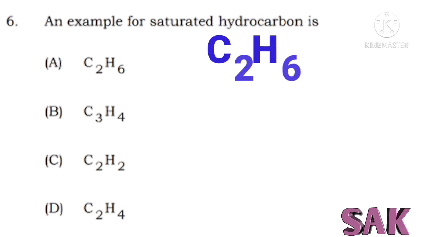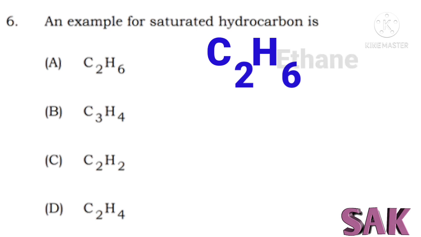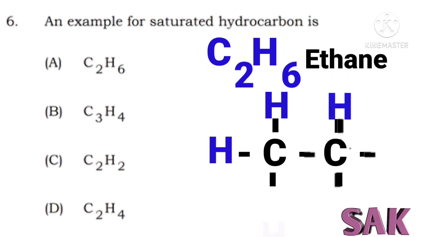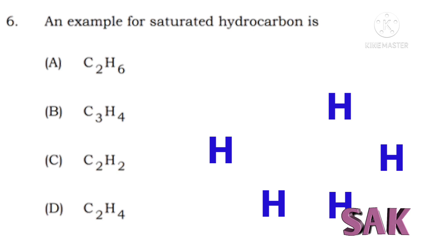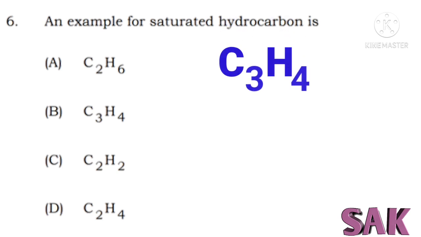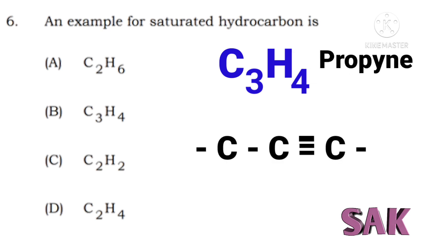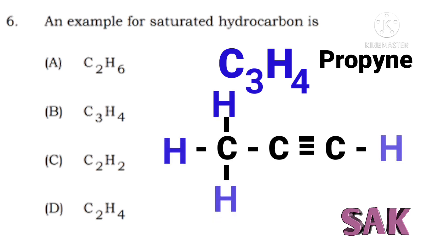First option is C2H6 means ethane. Structure of ethane is C2, that is 2 carbon atoms. Valency of carbon is 4. So we have to write 4 bonds for each carbon. Finally, 6 hydrogen atoms. Next is C3H4 means propyne. Its structure. Here triple bond is present, so it is unsaturated hydrocarbon.